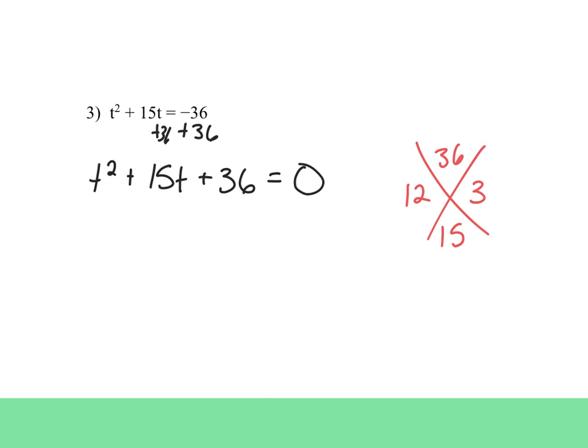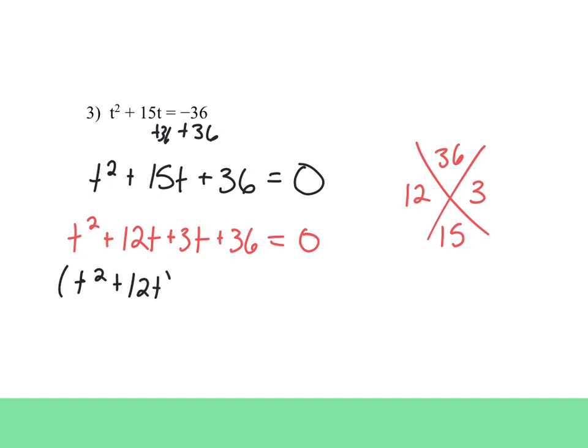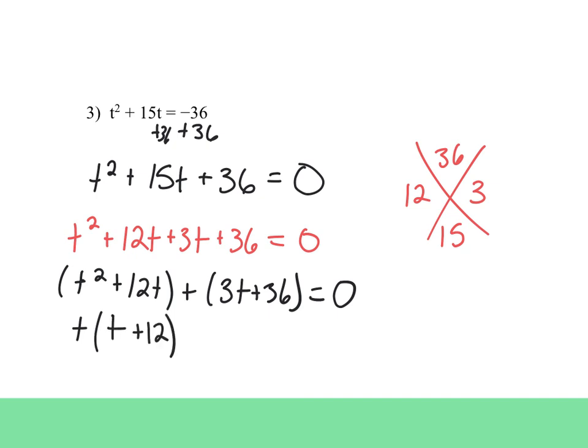Sweet. Now what? You've got to bring them down, so t squared plus 12t plus 3t plus 36 equals 0. Now break it down. So t squared plus 12t, and then 3t plus 36. And then t goes into that first one, so it's t plus 12. And then the second one, 3 goes into both of them, so that's just t plus 12, not 6.